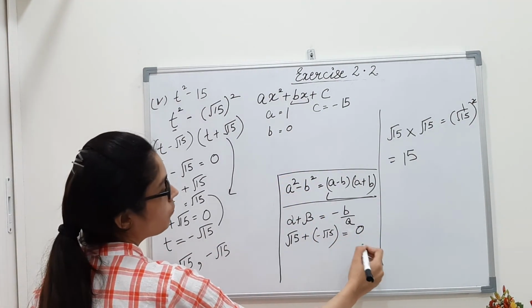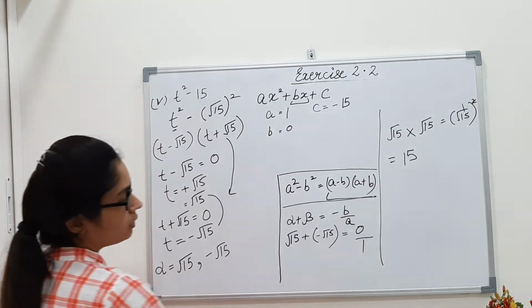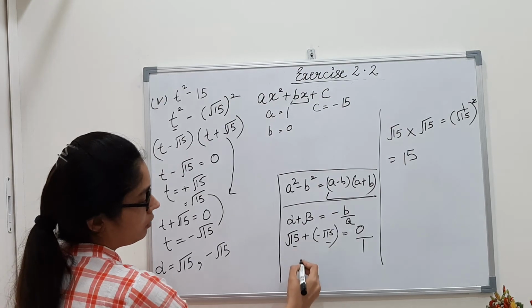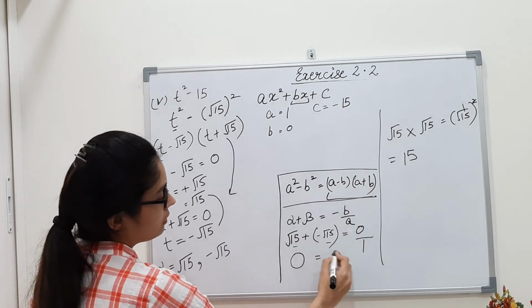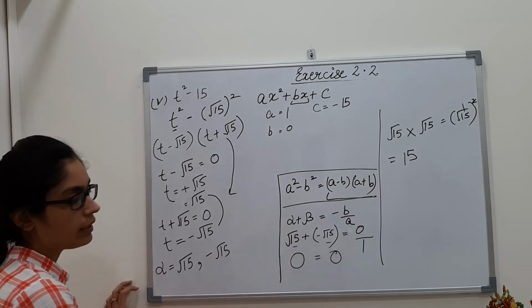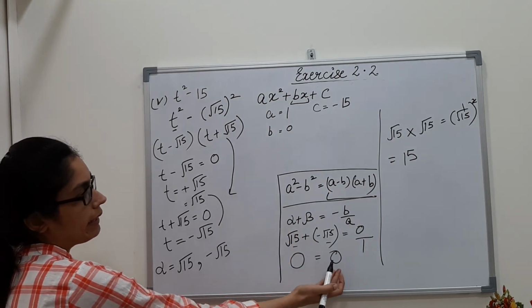0 upon 1. 0 upon something will be equal to 0 only. So plus minus will also be 0. 0 equals to 0. So sum of roots is verified. Left hand side equals to right hand side.